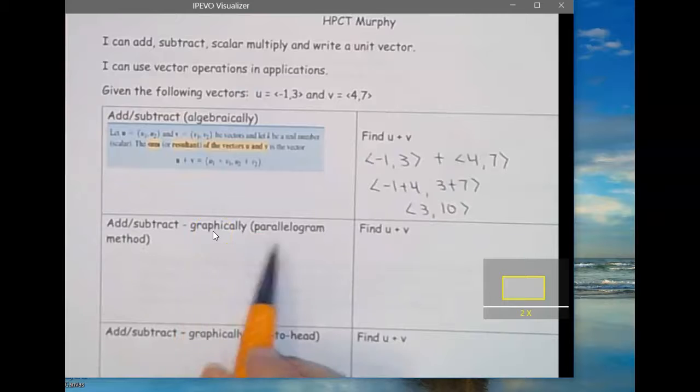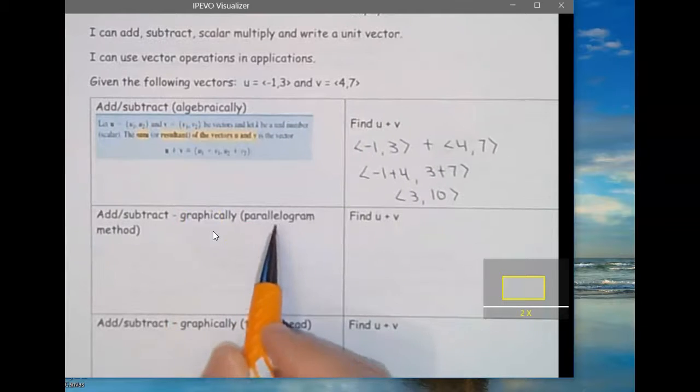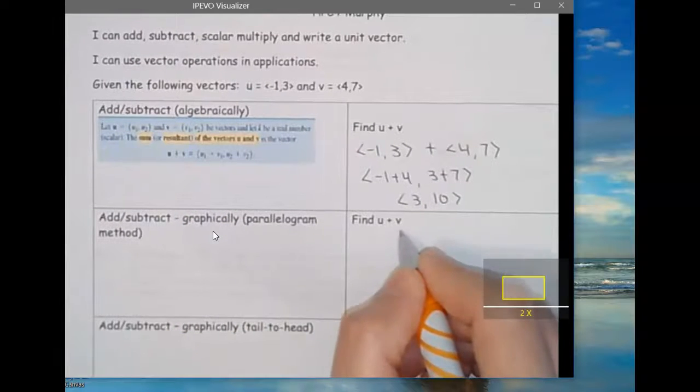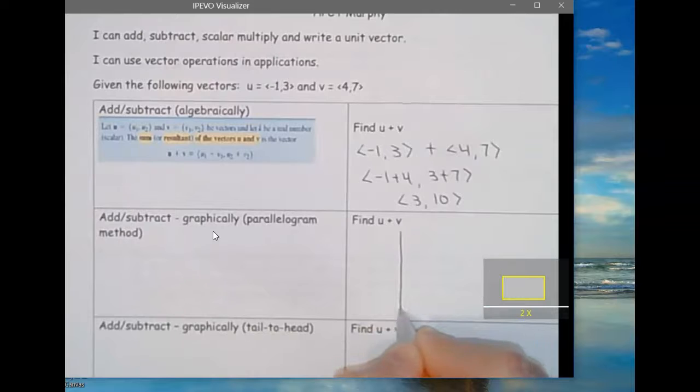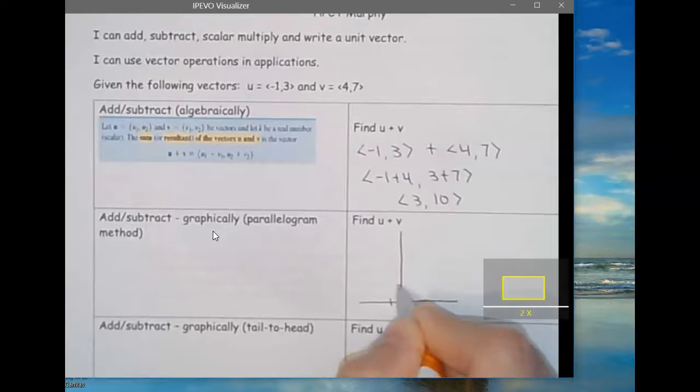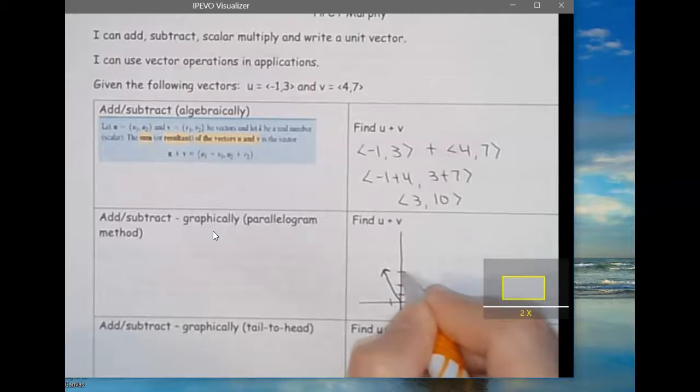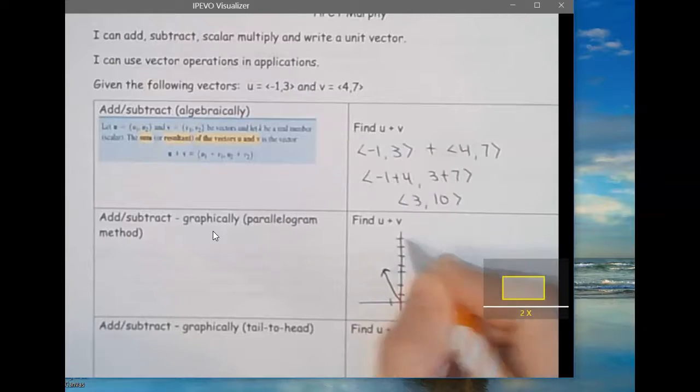So, two ways we can do it. The first one is called the parallelogram method. So let's take a look here. We have been given the vector <-1, 3>. So -1, 1, 2, 3. And then we've been given the vector <4, 7>. 3, 4, 5, 6, 7.